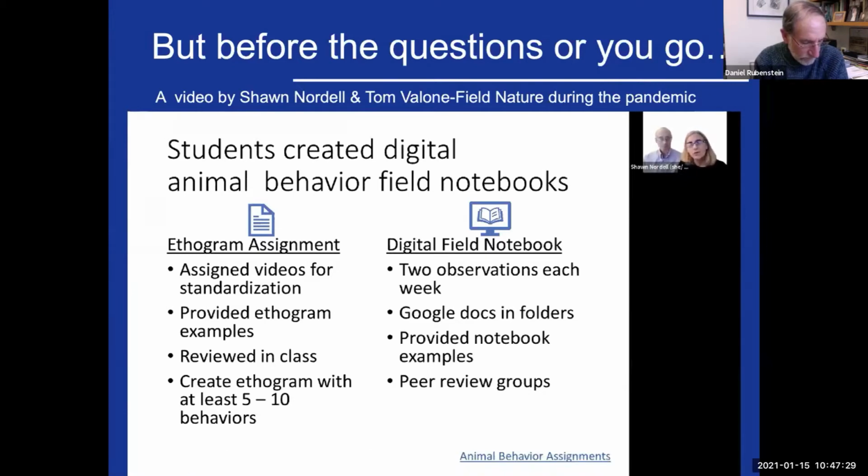We created Google Docs and folders, provided notebook examples, and created peer review groups where students could comment on what each other saw. And it created small communities where they could each comment on some of the cool things that they had seen or perhaps sometimes missed. You should have seen it at 3 o'clock, what I saw. And so they got a chance to talk to each other in small groups and form some nice communities.